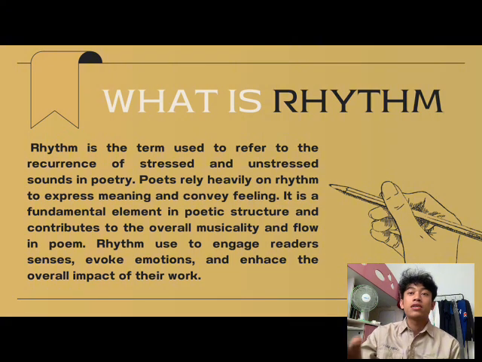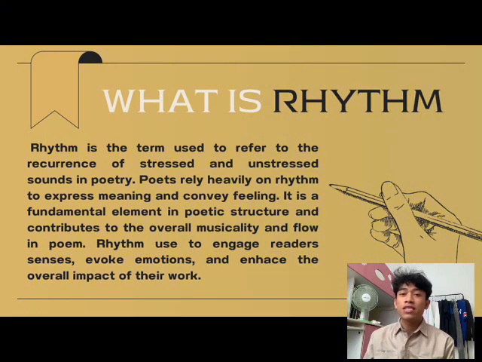Rhythm is one of the structural elements in poetry. Rhythm is the term used to refer to the recurrence of stressed and unstressed sounds in poetry. Poets rely heavily on rhythm to express meaning and convey feeling. It is a fundamental element in poetic structure and contributes to the overall musicality and flow of a poem. Rhythm is used to engage readers' senses, evoke emotions, and enhance the overall impact of their work.